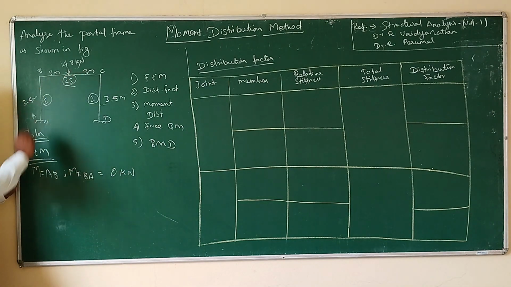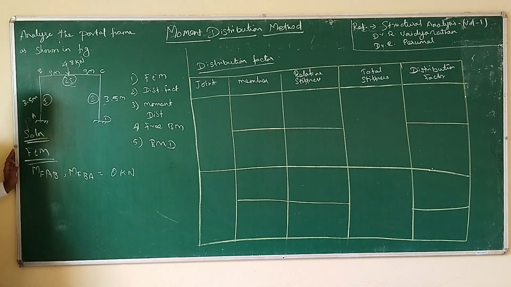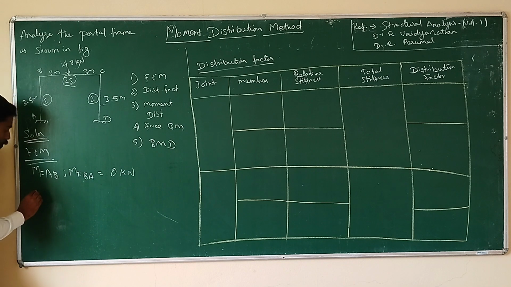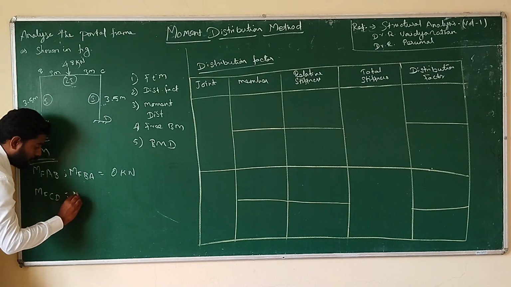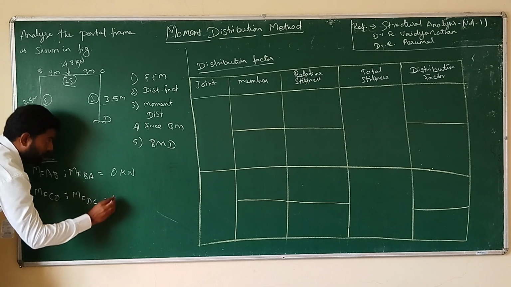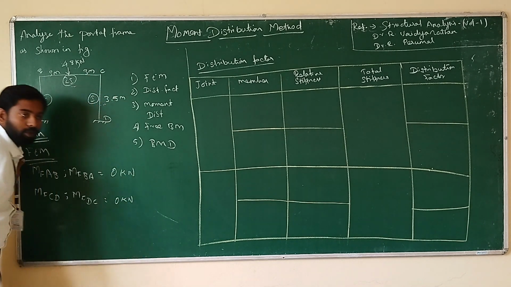The next member is the column CD. For MFCD and also for MFDC, here also there is no load, and hence these will be 0.